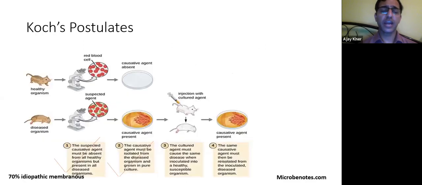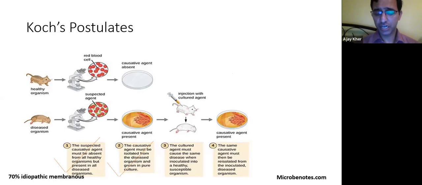Again, if we look at the Koch's postulates, in one, they show that 70% of those with idiopathic membranous have it. In healthy people, it's absent. And then they isolate it by two different mechanisms, with the eluting as well as the human glomerular extract pull down.